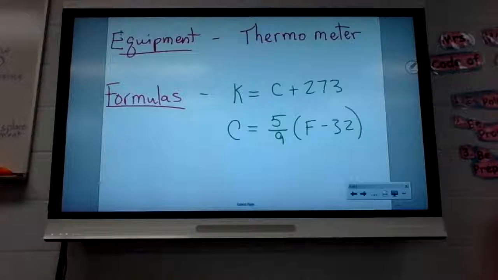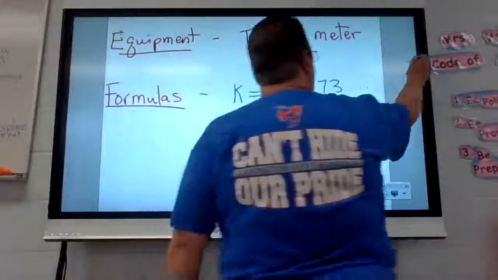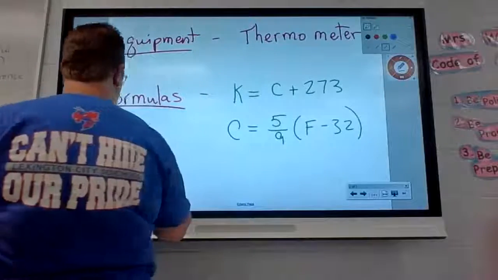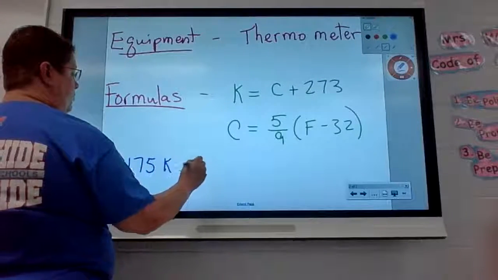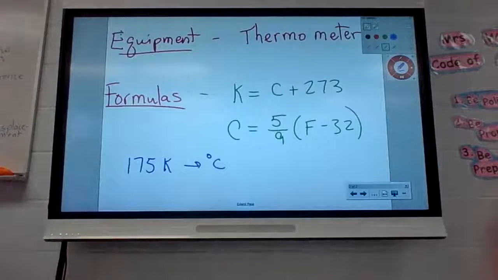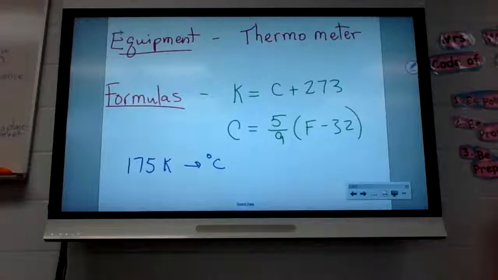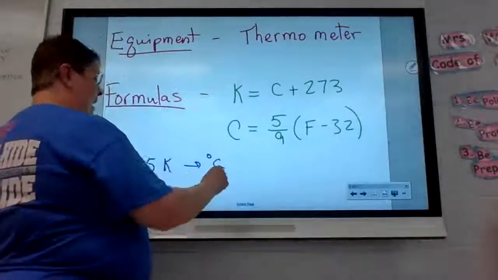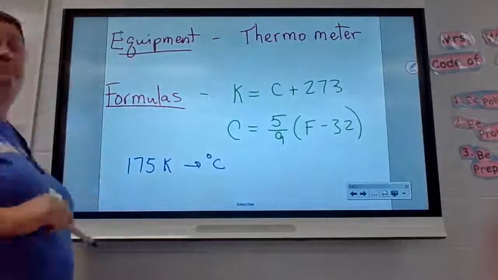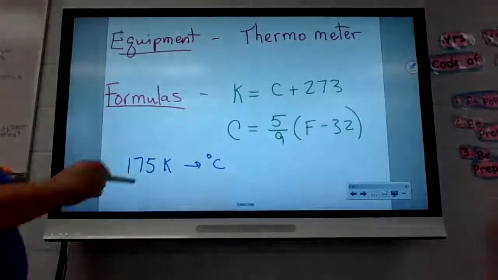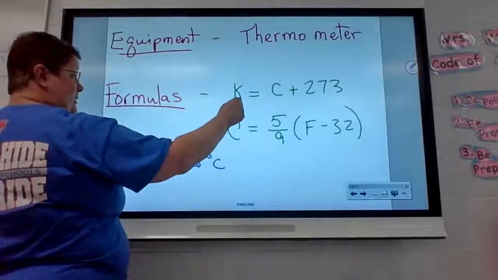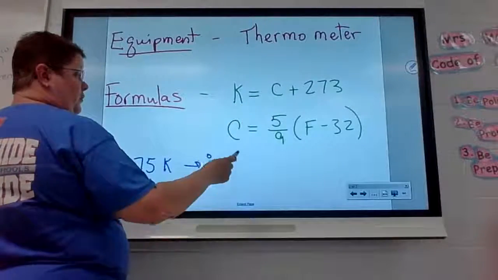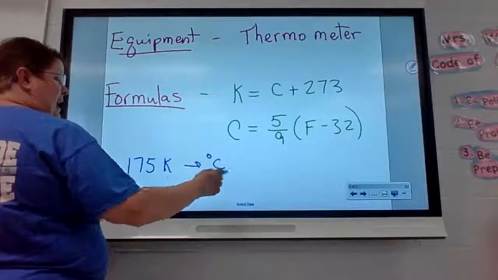Okay, so if you have an easy problem, such as I give you 175 K, and I want you to find degrees Celsius, can I assume that everybody would know which formula to use and how to solve? What formula would I pick, Caesar? No, because this does not have an F in it. I would want to pick the top one because this one has a K. I want C, and that has a C. This formula has a C and an F, and I wasn't given C and F here.